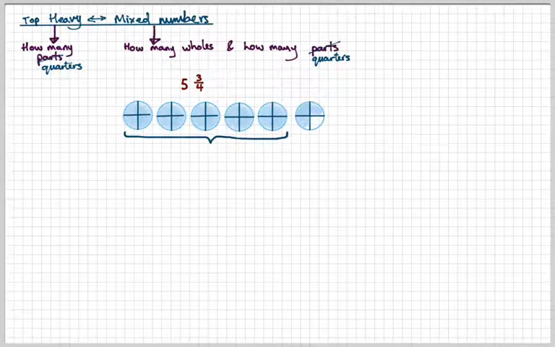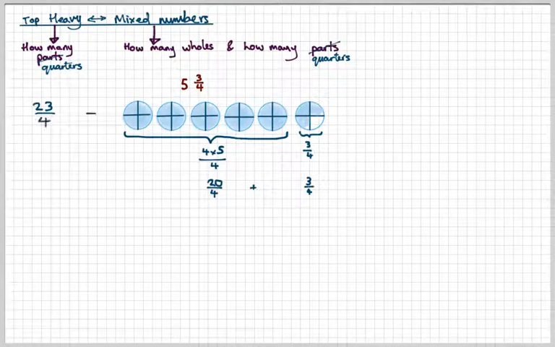If we look at these 5 wholes, this is really 5 lots of 4 quarters. If you count the number of quarters in total, it would be 5 lots of 4 quarters, or 20 quarters. Over here we've got 3 quarters. So in total, we've got 20 quarters and 3 quarters, so in total we have 23 quarters.